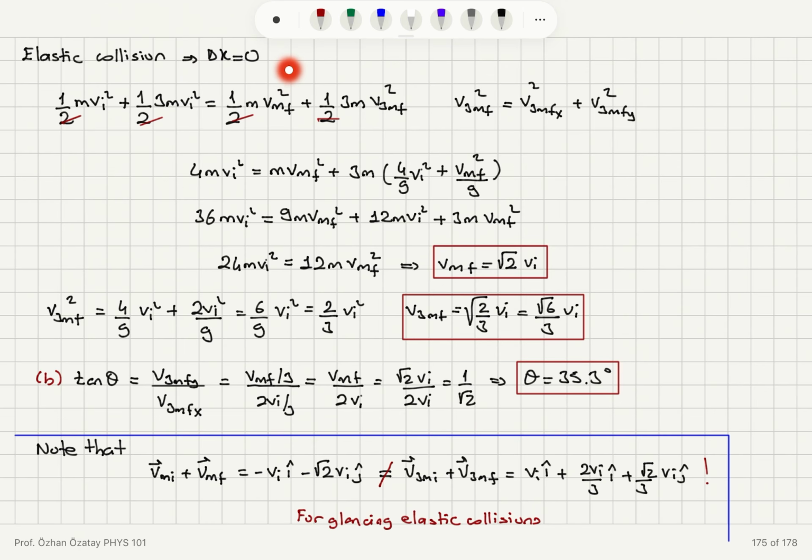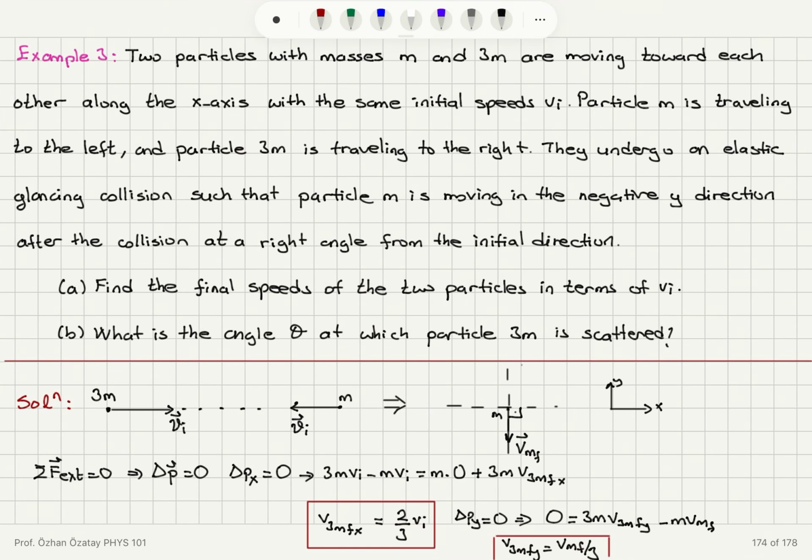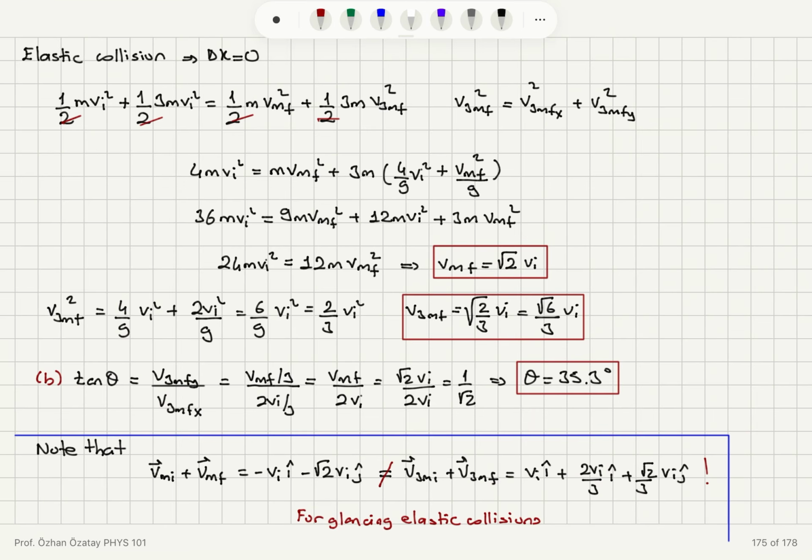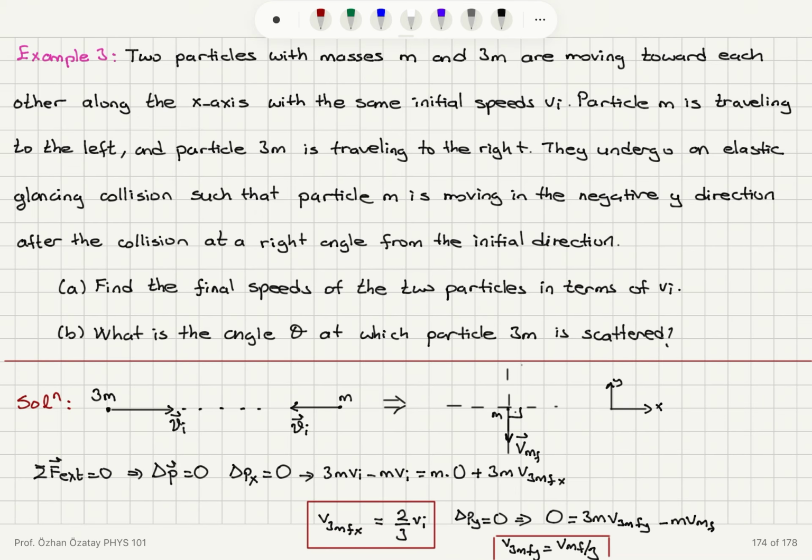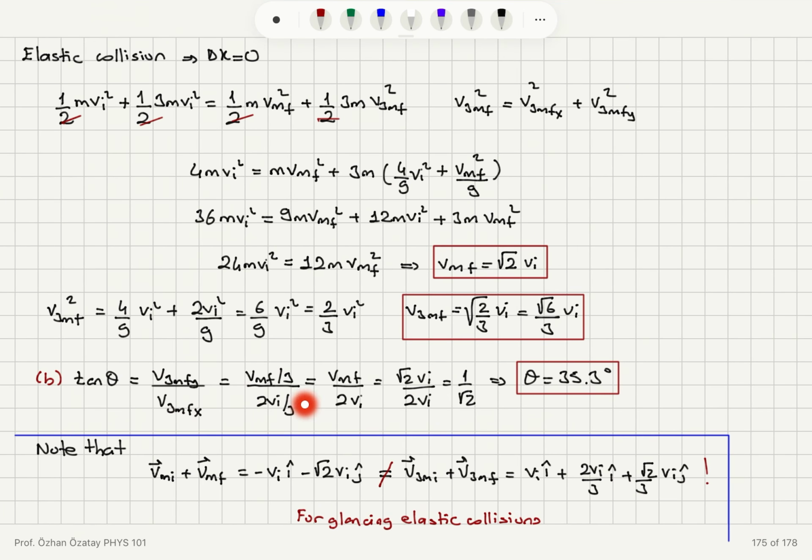Then I write elastic collision, no change in kinetic energy, and by noting that V3m final squared is x component squared plus y component squared, and substituting for the x and y components these two results, I obtain Vm final as square root 2 V initial and V3m as square root 2 over 3 V initial. The x and y components can be calculated separately here. If you take the ratio of the y component to the x component, it is the tangent of the angle it makes with the horizontal axis. The scattering angle is 35.3 degrees.